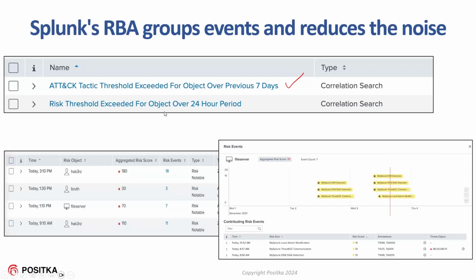And then risk threshold exceeded for the object over a 24-hour period. This basically will check the sum of the risk score for all the detections over a 24-hour period. And if it is greater than 100, it would then convert it into an alert. So there is a timeline view. As I said, in a real world scenario, you would be able to see all the detections spread across the timeline, thereby giving the context to a SOC analyst, helping him understand what happened to that particular object from start to end.